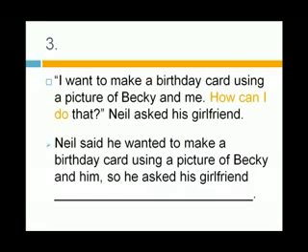3. I want to make a birthday card using a picture of Becky and me. How can I do that? Neil asked his girlfriend. Answer: Neil said he wanted to make a birthday card using a picture of Becky and him, so he asked his girlfriend how to do that.